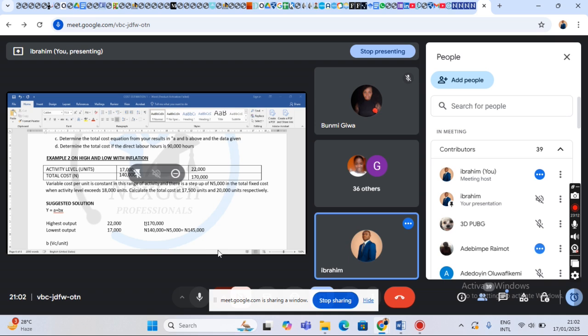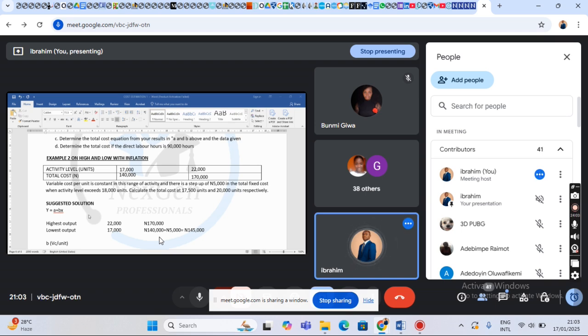Now, the 170,000 naira already includes the step fixed cost. You can see that it increased from 140,000 to 170,000, which means it is as a result of the levels of activity. So we are not supposed to add anything to the 170,000, because the step cost has already been included, as the level of activity increased from 17,000 to 22,000. So the cost has already reflected in what? In 170,000 naira. If you want to do it another way, you don't add it to 140,000; you can decide to subtract it from 170,000 and move on.